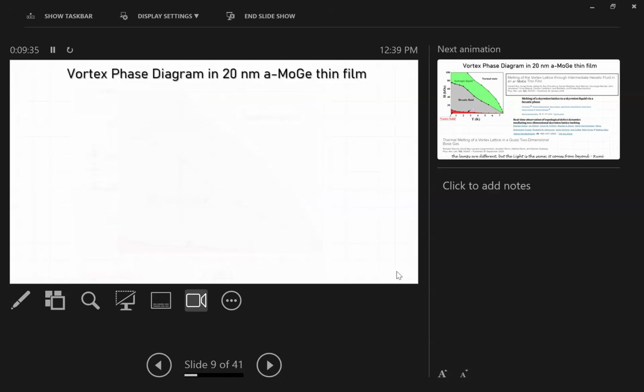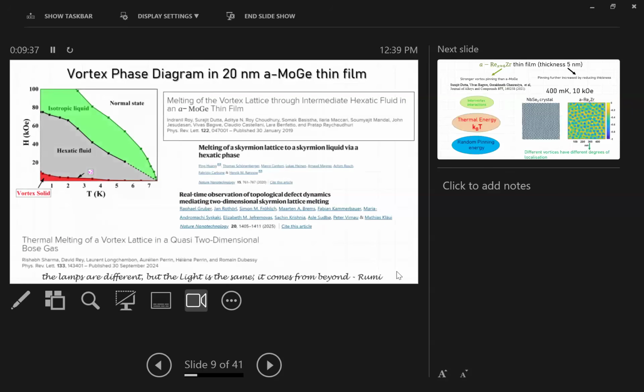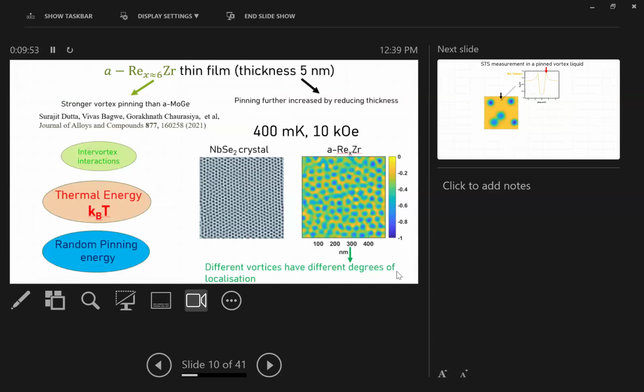This was the first demonstration of hexatic fluid in a vortex system, but very soon after this, exactly the same sequence of transitions was observed through Lorentz microscopy in Skyrmion lattices and later on in rotating Bose-Einstein condensates. Now there are, I think, even more reports of this. All right, this was a sample which was very, very weakly pinned, as I told you before.